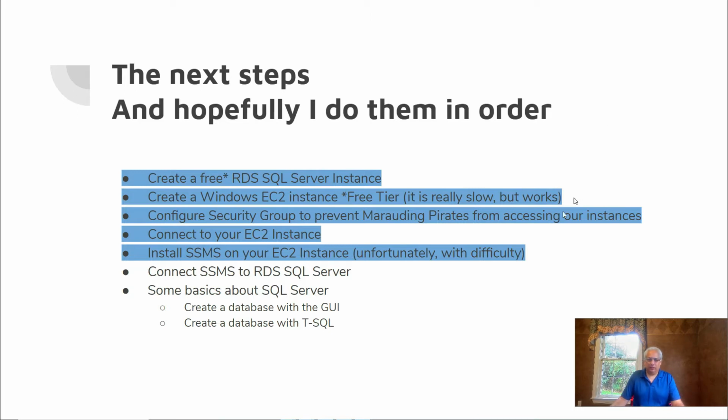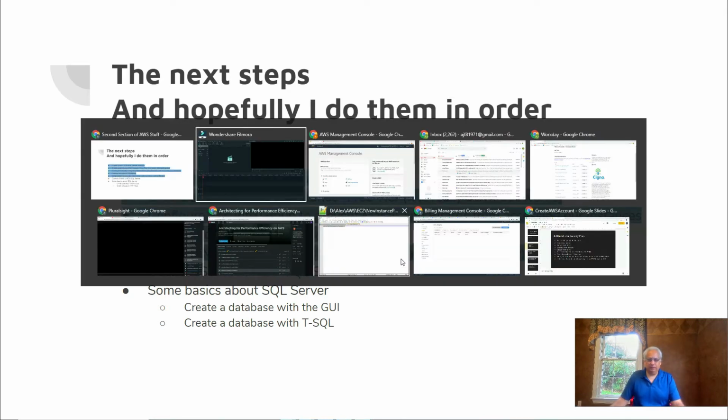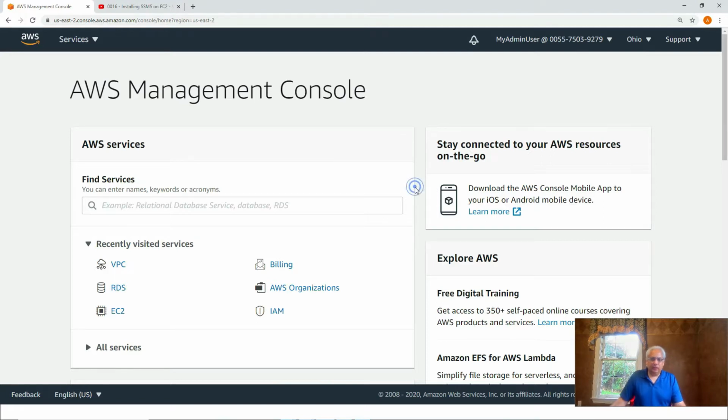So, I did a lot of banging my head in the last session with installing SSMS, but now we're on to connecting SSMS to RDS SQL Server. I did a lot of research, and it turned out not to be a huge deal. But here's what we have to do. We have to get the security group from our RDS instance and the security group from our EC2 instance. So I'll just walk you through doing that.